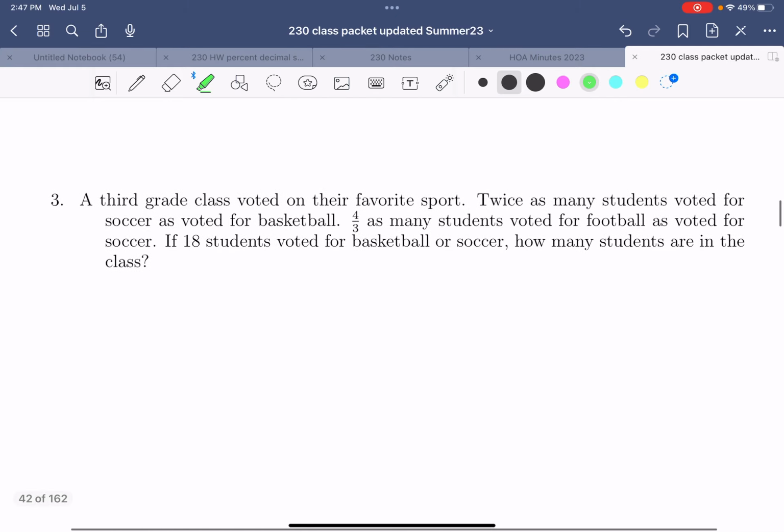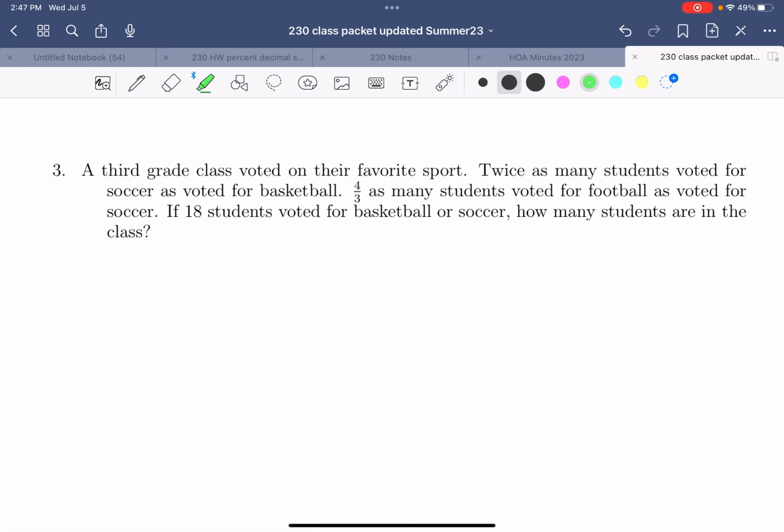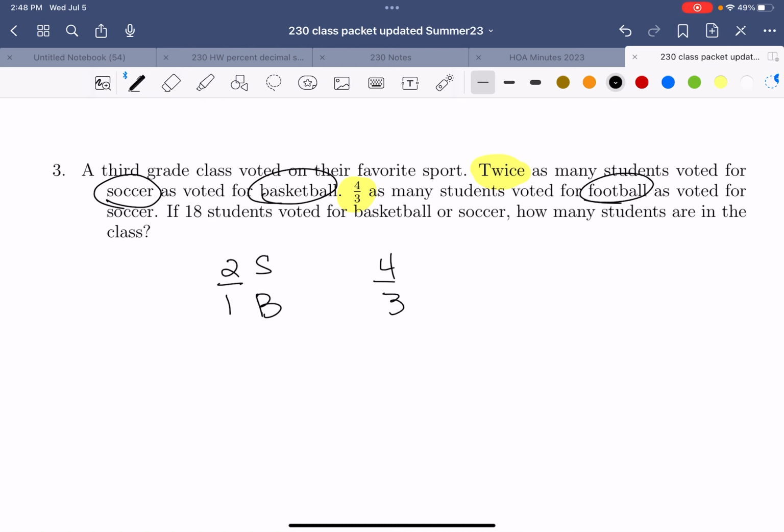And then let's head down here to number 3. The 3rd grade class voted on their favorite sport. Twice as many students voted for soccer as basketball. 4/3 as many voted football as soccer. So I'm going to go ahead and pick out those 2 fractions. So twice, it's my first ratio, and 4/3 is my second. So twice we write as 2-to-1, and that is soccer to basketball. So soccer to basketball. And then we've got the 4/3, and that is football to soccer.